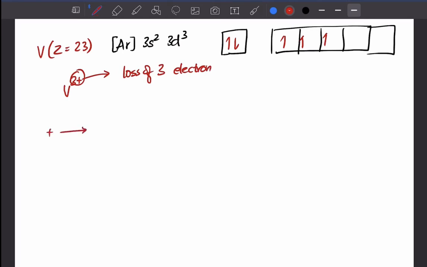Plus represents loss of electrons. Minus represents the gain of electrons. So this is in terms of the charge. Now when we write vanadium 3+, where are the 3 electrons lost from?